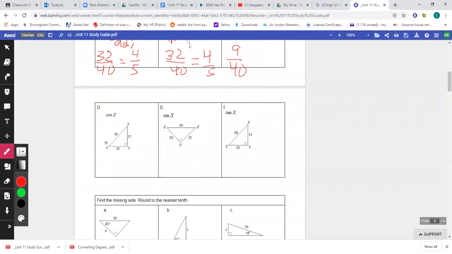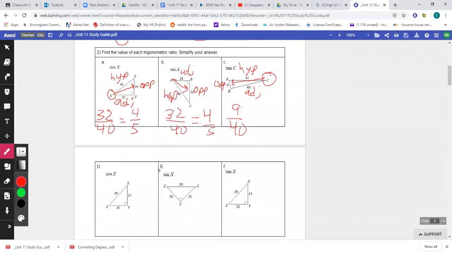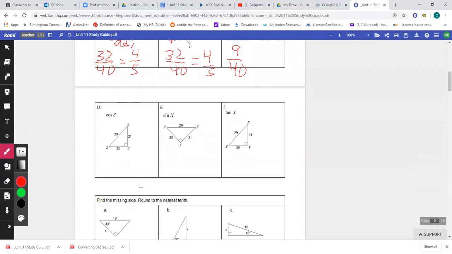Okay, so I'm going to skip D, E, and F. You could do those on your own. It's just similar, applying cosine, sine, tangent. I'll put an answer key later and you can check your answers, but I want to move on to the next thing.